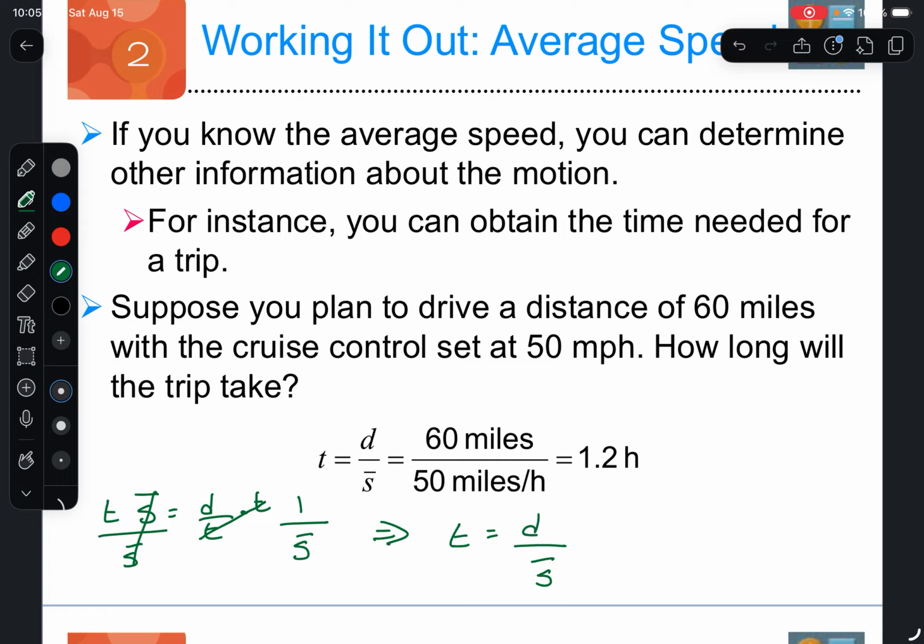My distance I'm given in the problem was 60 miles. My average speed is 50 miles per hour, and therefore my answer is going to come to 1.2 hours.